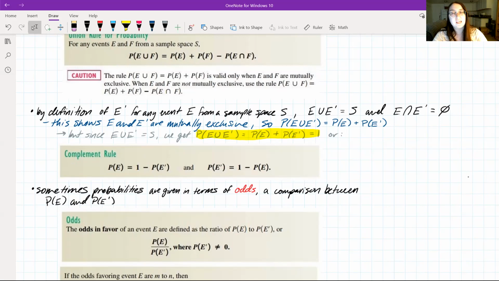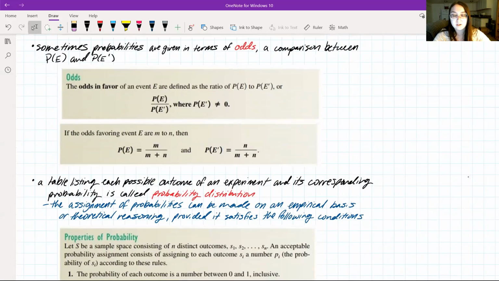Or we can derive our complement rule. And our complement rule states that the probability of E is equal to 1 minus the probability of E prime, or the complement of E, and the probability of E prime is equal to 1 minus the probability of E. So it's going to be very useful when you get the probability of an event or the probability of the complement of an event.